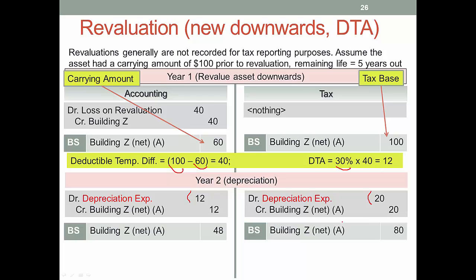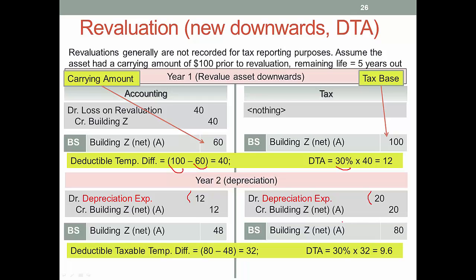So what happens in the second year? Well, obviously the carrying amount changes by more. It's gone down by 12. The tax base has gone down by 20. So the difference is now 32. That's your deductible temporary difference. And your DTA is now 9.6.